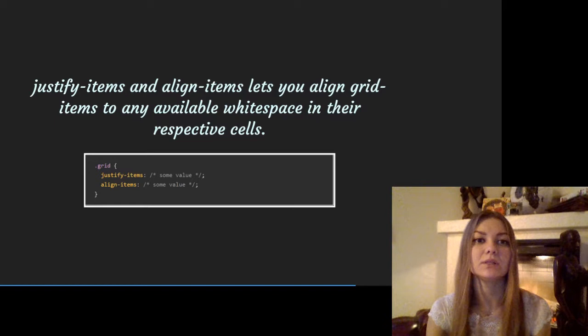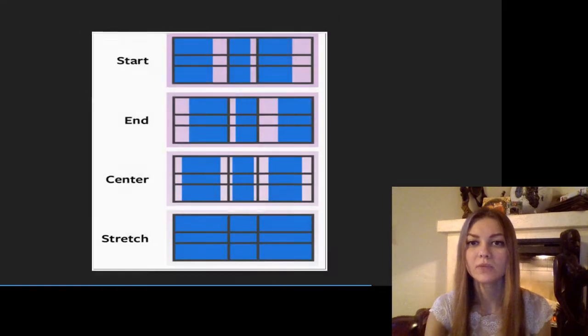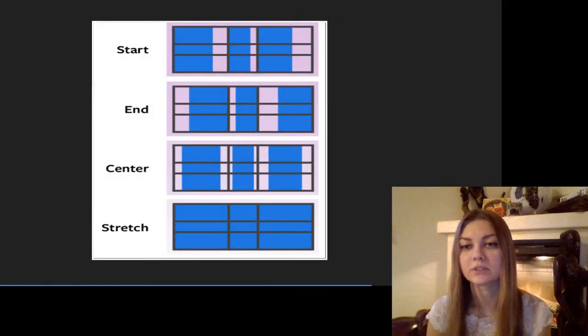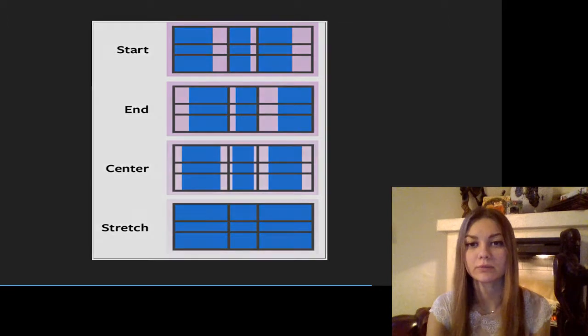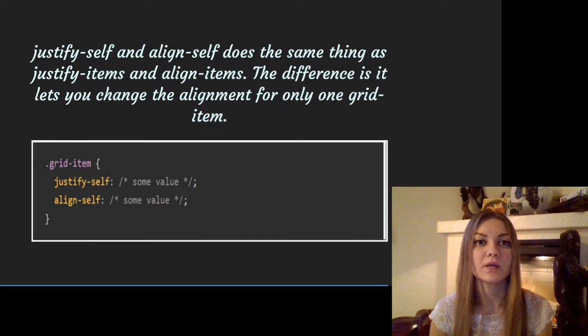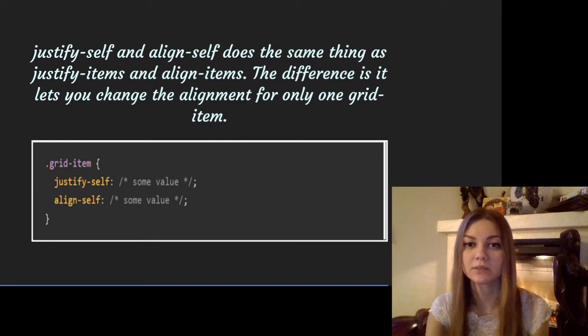Justify items and align items lets you align grid items to any available white space in their respective cells. You can pick from the same 4 values. Start, align item to the start of the axis. End, align item to the end of the axis. Center, align item to the center of the axis. Stretch, fill the axis. This is the default value. Justify self and align self does the same thing as justify items and align items. The difference is it lets you change the alignment for only one grid item.